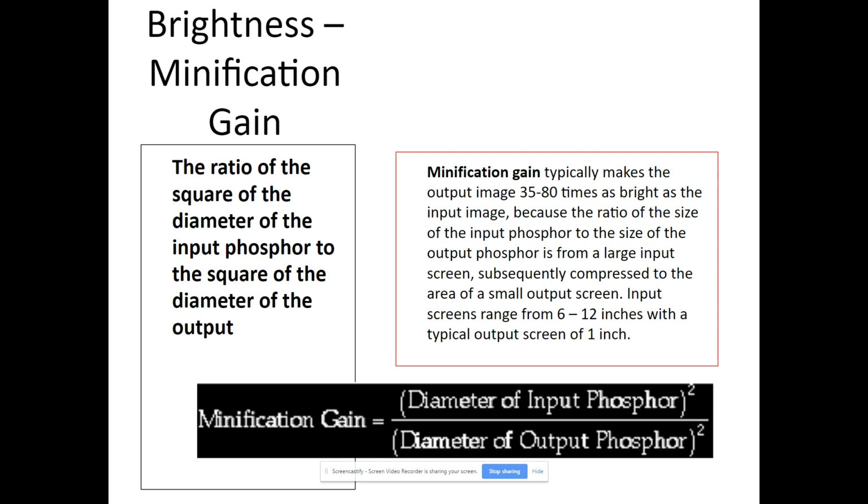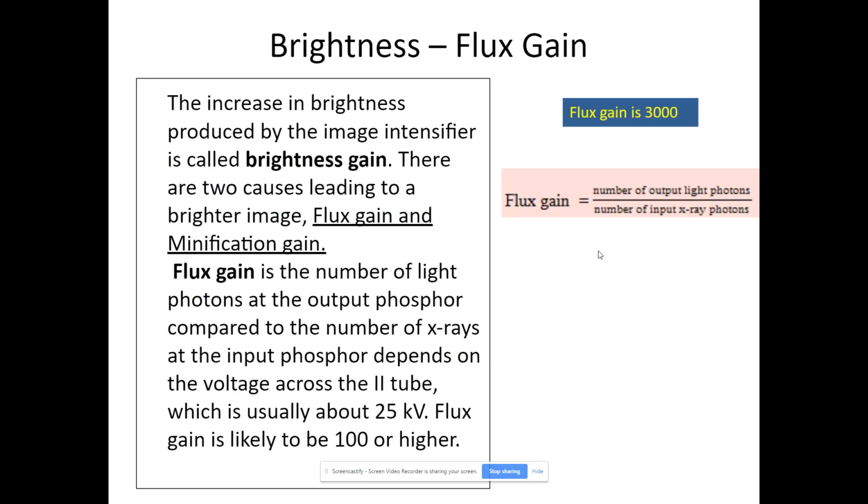The other part of total brightness is based on what's known as the flux gain. And the flux gain is based on the difference between the number of input X-ray photons you have compared to the output light photons you end up with. And we just said it's like start with one photon, end up with 5,000 light photons.